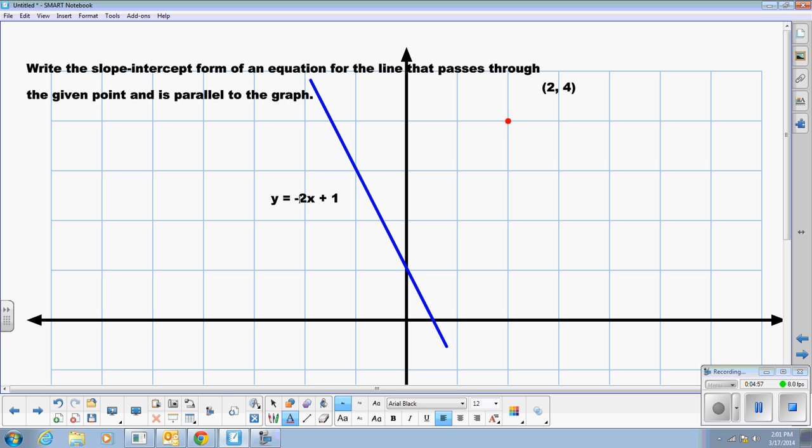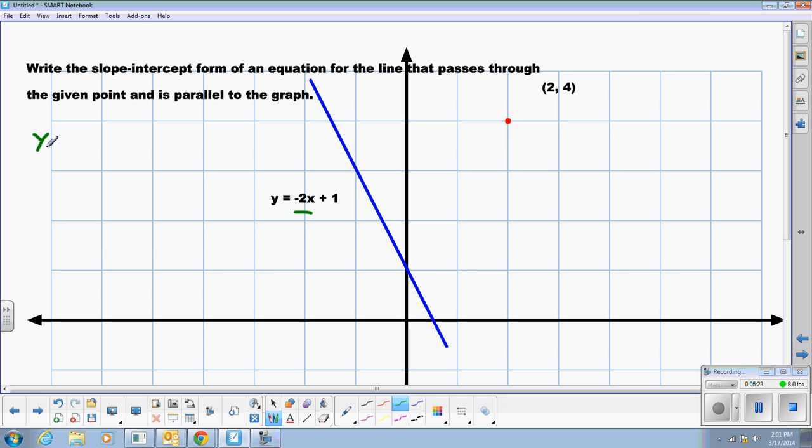When I'm going to write this equation, I need to use the slope off of the first equation. So my slope here is -2. That's m. And my y-intercept on the first one is +1, but parallel lines have different y-intercepts. So what do we do if we know a point and a slope? We'll use our point slope formula.